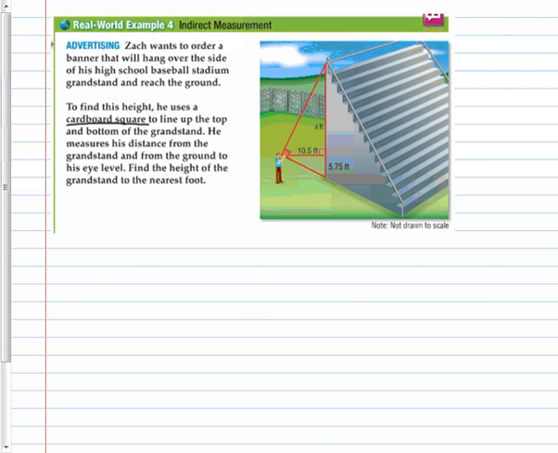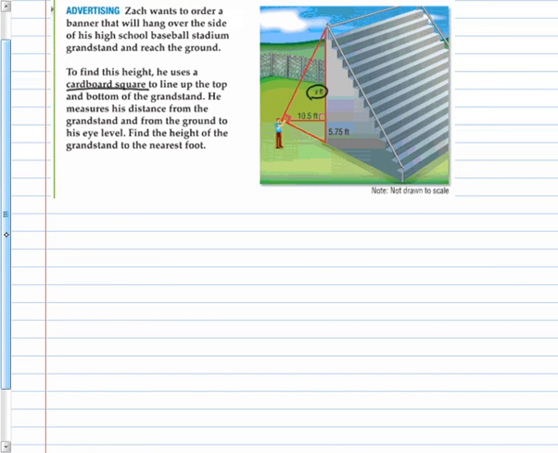5.75 from his eye to the ground, and x from his eye up to the top of the stadium he doesn't know, but we're going to see if we can't figure out the height of that stadium. So look at this picture. There should be a geometric mean in this relationship. What is the geometric mean?